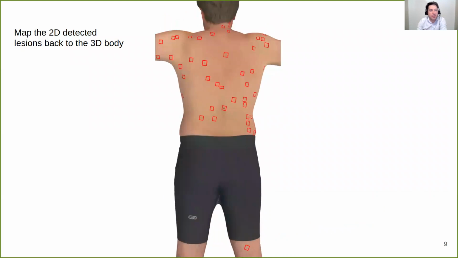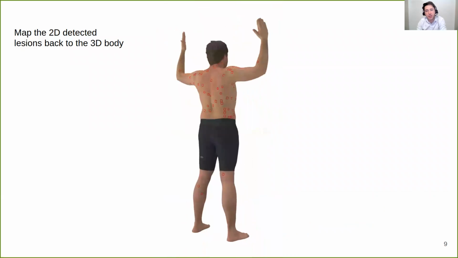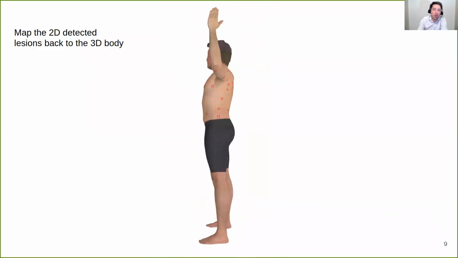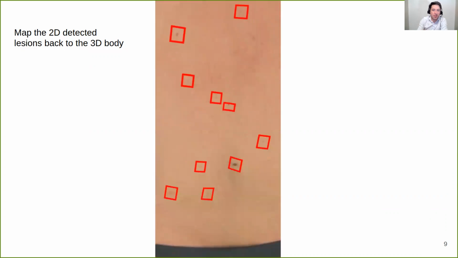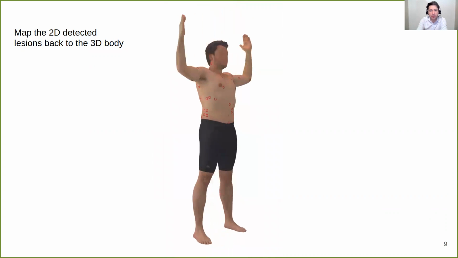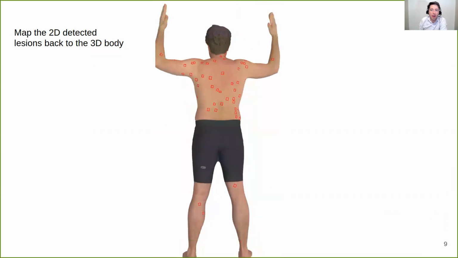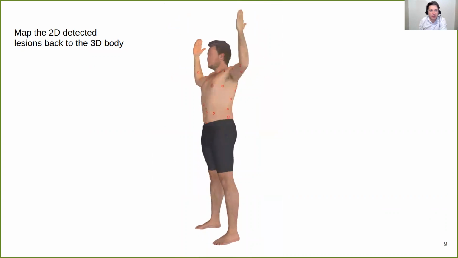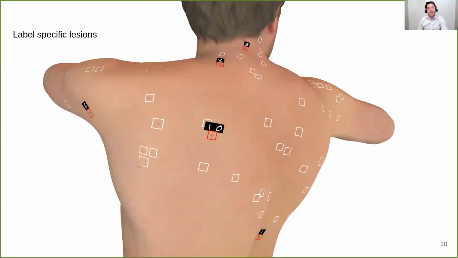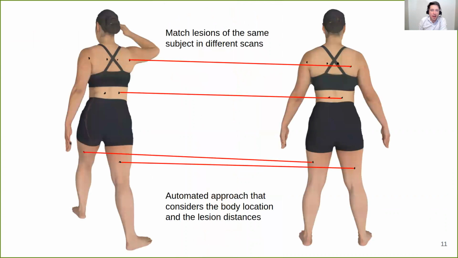And then given these lesions that were detected on 2D, we can then map back to the 3D body. As you can see here, the red boxes are the lesions that are detected, and we put them back onto the 3D subject. And then we're able to do our analysis on the 3D subjects as well as visualize. And we can also then label lesions that are of interest if we want to track the lesions, as you can see with the different numbers that are on here.